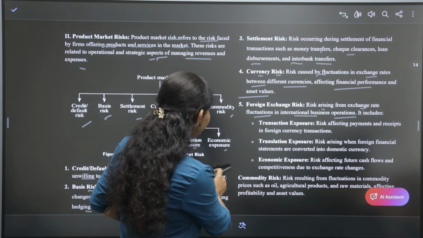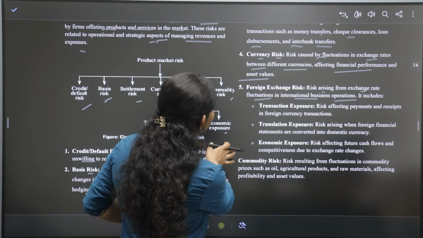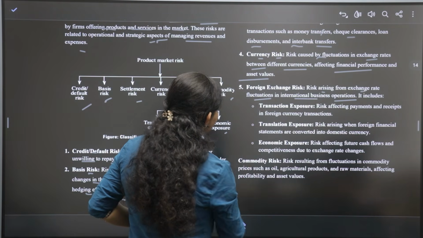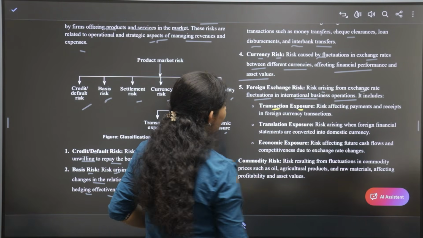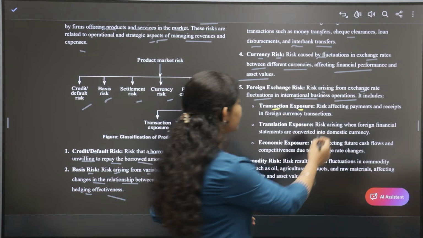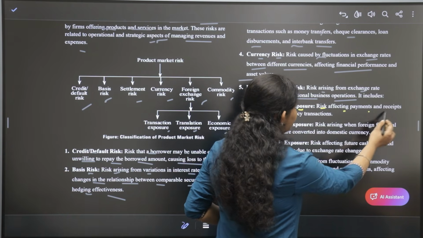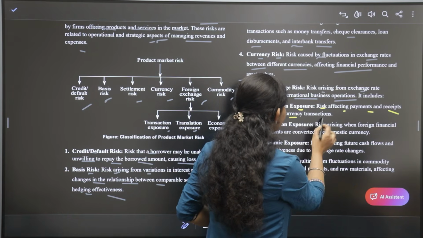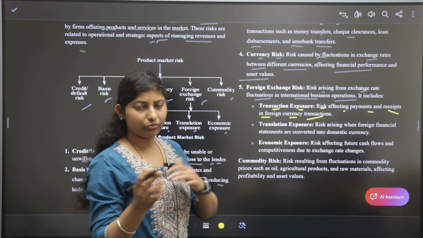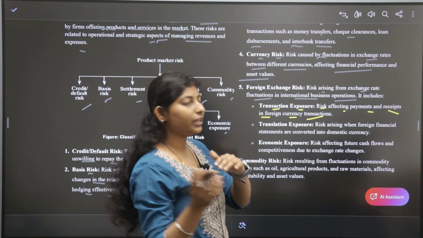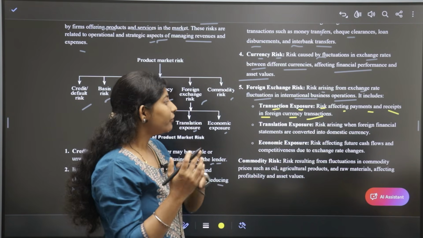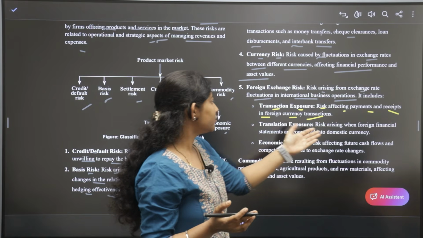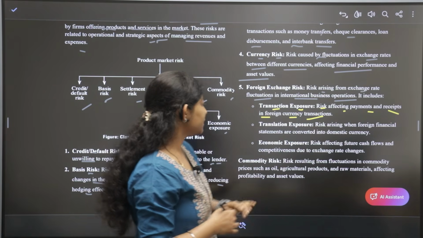Okay, here we have three terms. First one is transactional exposure. We already discussed all these things. Transactional exposure is nothing but risk affecting payments and receipts in foreign currency transactions, where we make payments and receive payments and the values can be reduced. In such transactions we say transactional exposure.